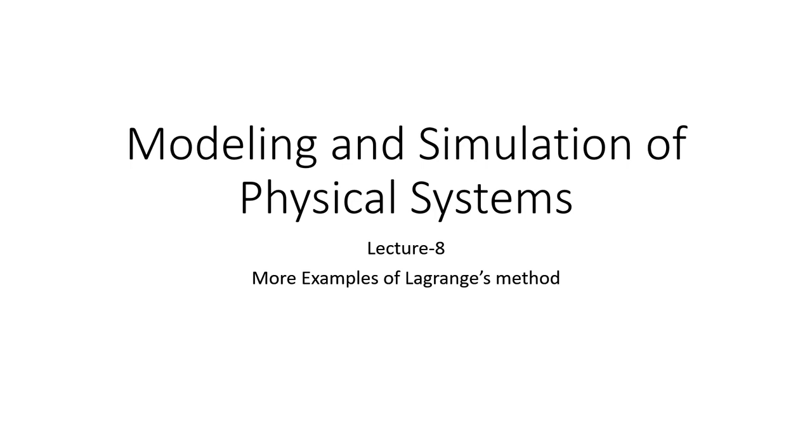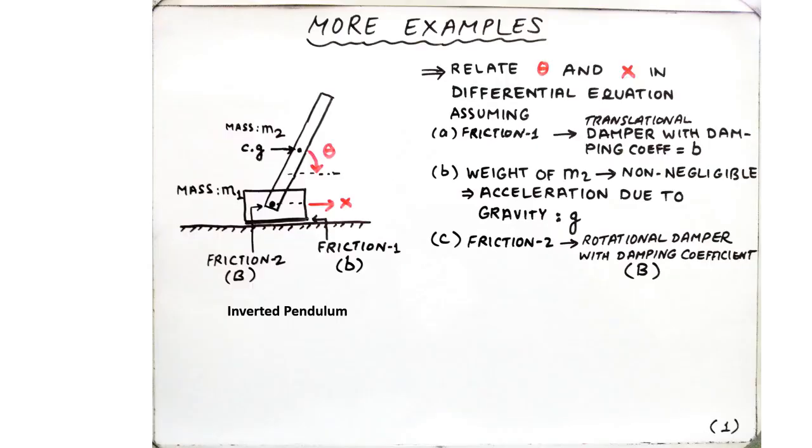Good afternoon, students. Lecture 8 of Modeling and Simulation of Physical Systems, in which we shall cover more examples of Lagrange's method for modeling the physical systems. Our first example is the inverted pendulum. It contains a pendulum bar supported on mass m1.